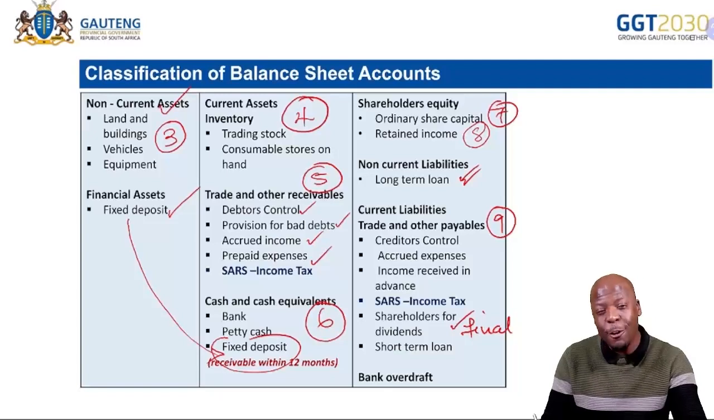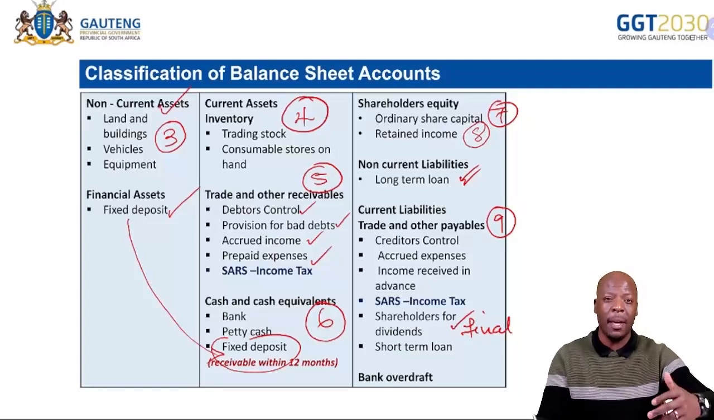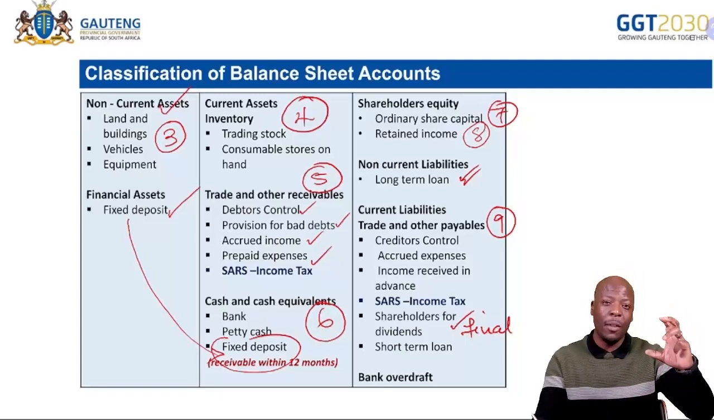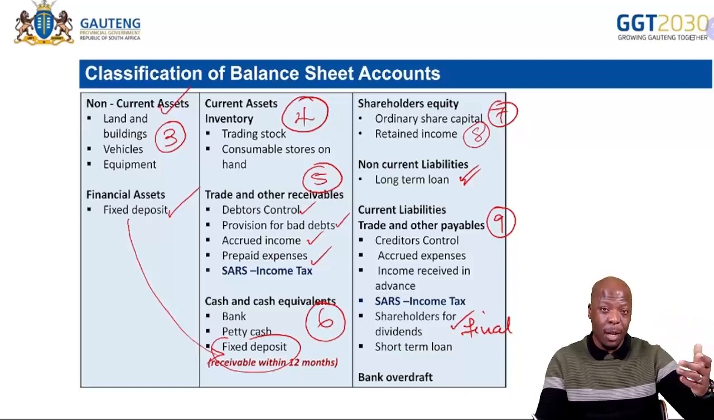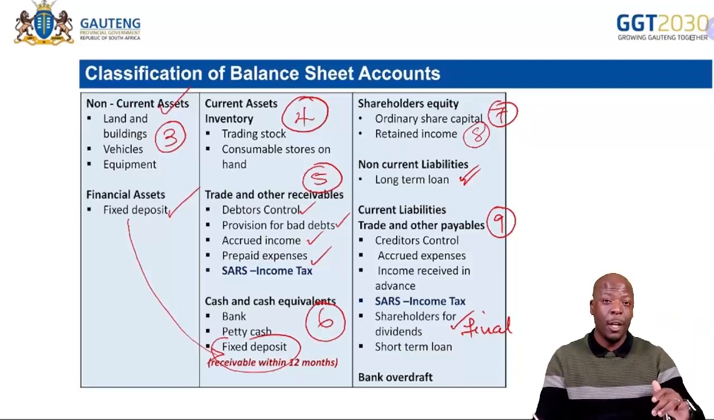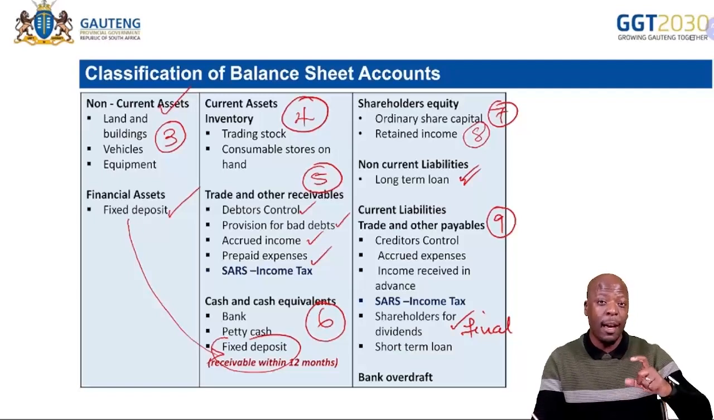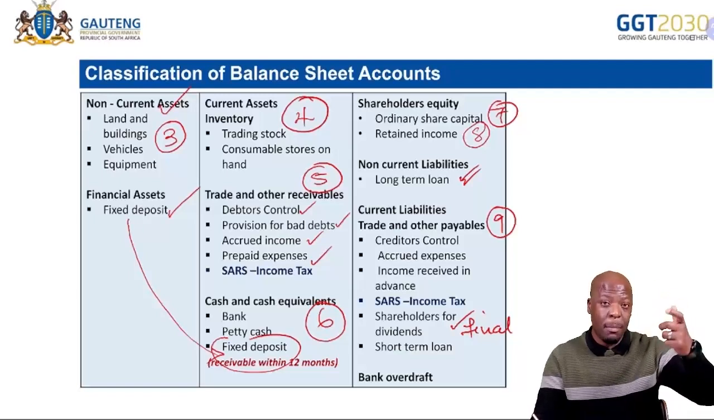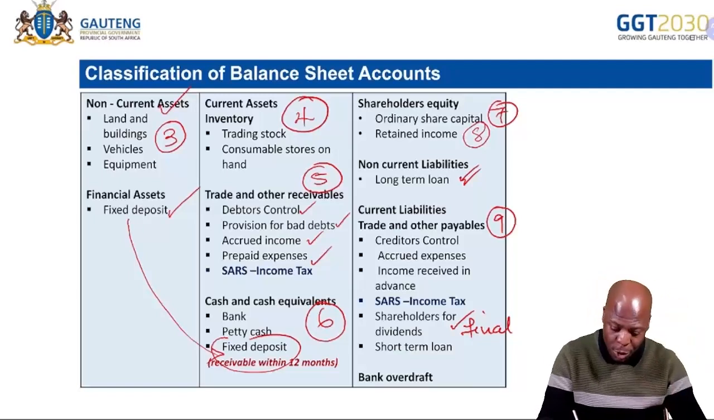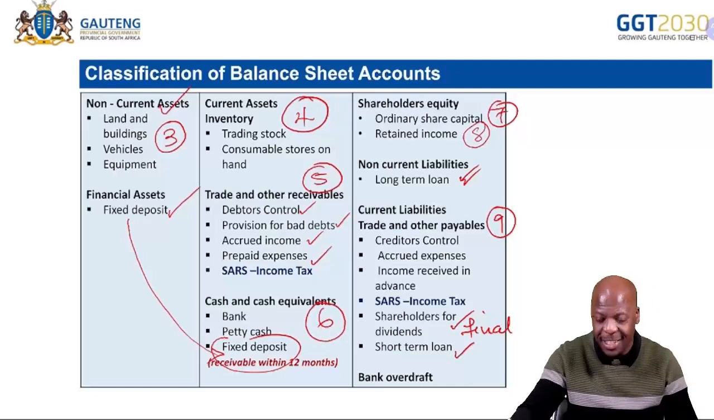And then lastly, you have a short-term loan. The short-term loan simply means that of the long-term loan, there are payments that we're going to make within the next 12 months. If there are any payments which are going to be made within the next 12 months, they cease to be long-term, and they become short-term. I'm going to show you with figures how this comes about.